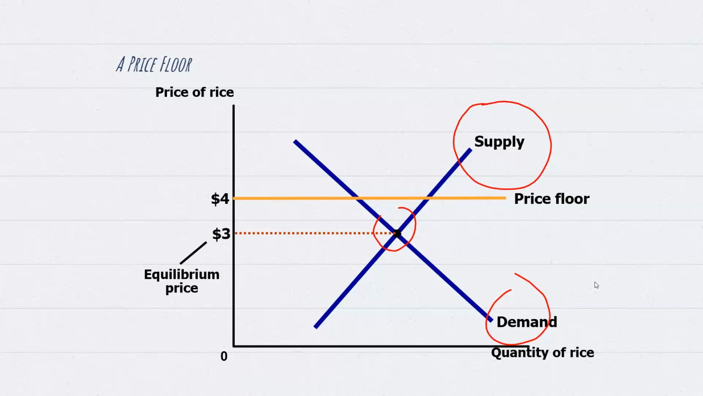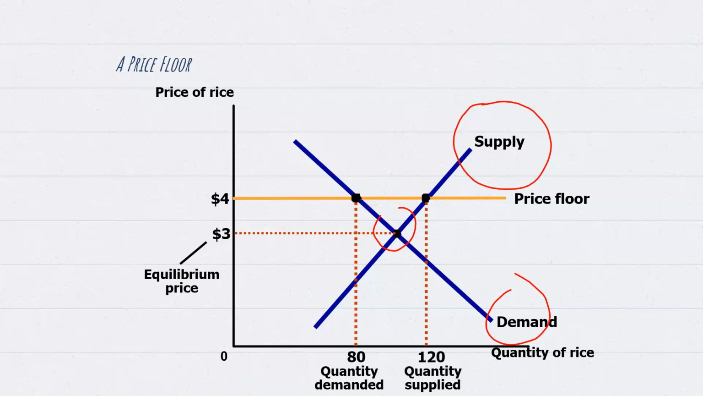So when it comes to the quantity demanded and the quantity supplied, here you have the supply curve. The quantity supplied is somewhere here, and the quantity demanded is somewhere here. You can see the quantity supplied is higher than the quantity demanded. Here the quantity supplied is 120 and the quantity demanded is 80. So the quantity supplied is always higher than the quantity demanded.